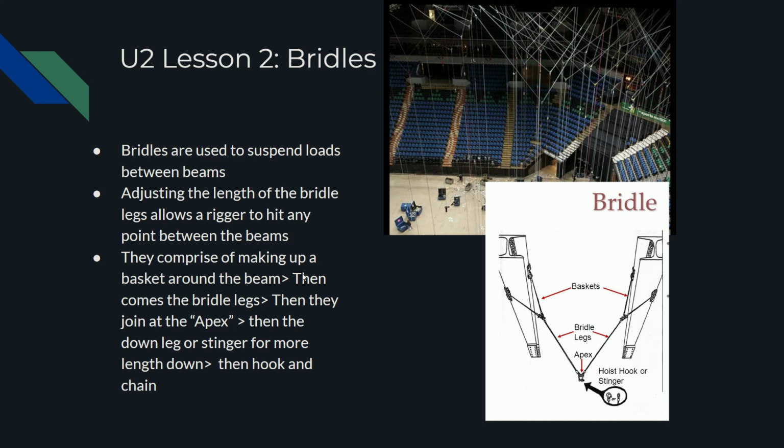So just to go off these bullet points real quick, bridles are used to suspend loads between beams. Adjusting the length of the bridle legs allows a rigger to hit any point between the beams. They comprise of making up a basket around the beam, then comes the bridle legs, then they join at the apex, then the down leg or stinger, if they want more length, then the hook and chain. Moving on.